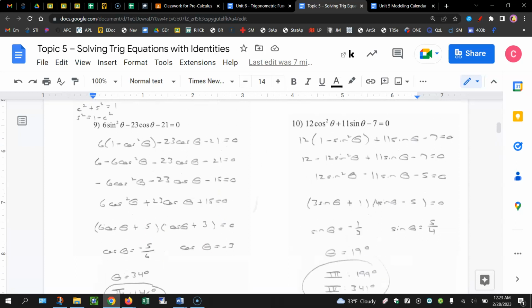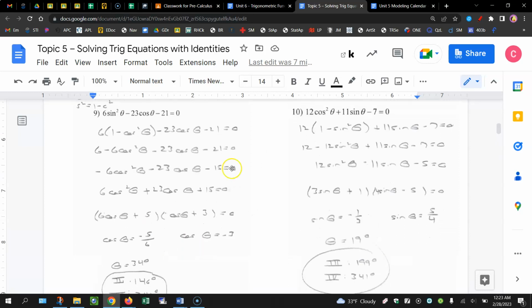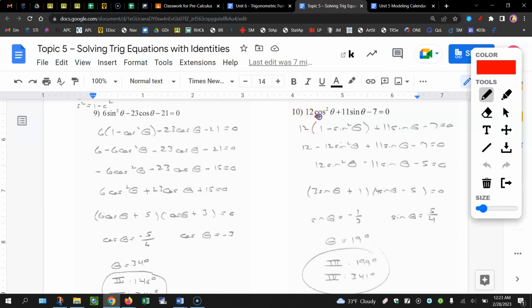All right, let's take a look at the second one. So you can see right off the bat, you have cosine and you have sine. So that's a problem. Your goal is to get down to one trig function. So now we know that cosine squared is equal to 1 minus sine squared. So we're using that identity and we're substituting 1 minus sine squared in place of the cosine squared. So you see that here. You're still going to need to distribute the 12.